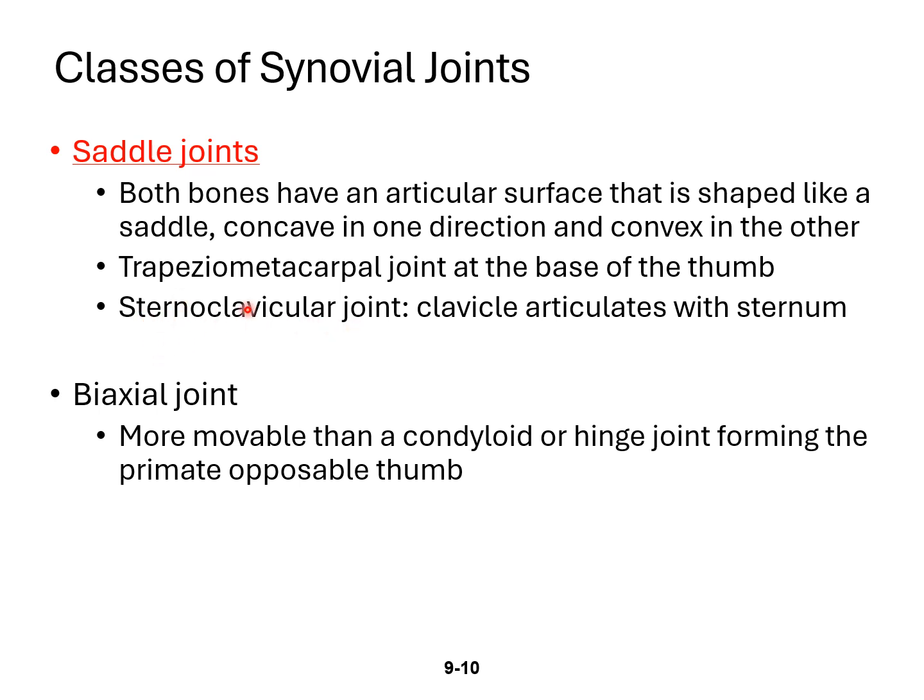Sternoclavicular joint, between the sternum and the clavicle. This is where they join. And these are also biaxial, so different movements, but they're more movable than the condylar or hinge joint, because if you look at your thumb moving around, it moves a little bit more than the other types.